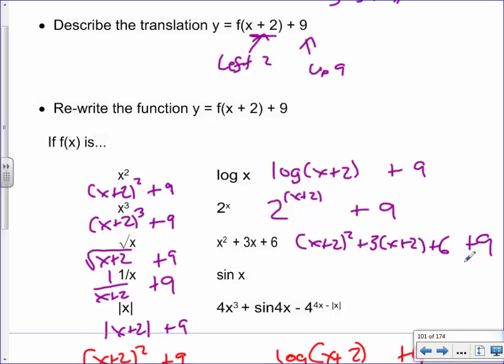So you only add the last number left one time, you wouldn't put it in? No. This is supposed to be your function right here. Once we're done with all of that, then add 9. But that plus 2 only goes inside where x was. This one would be sine of x plus 2 plus 9.